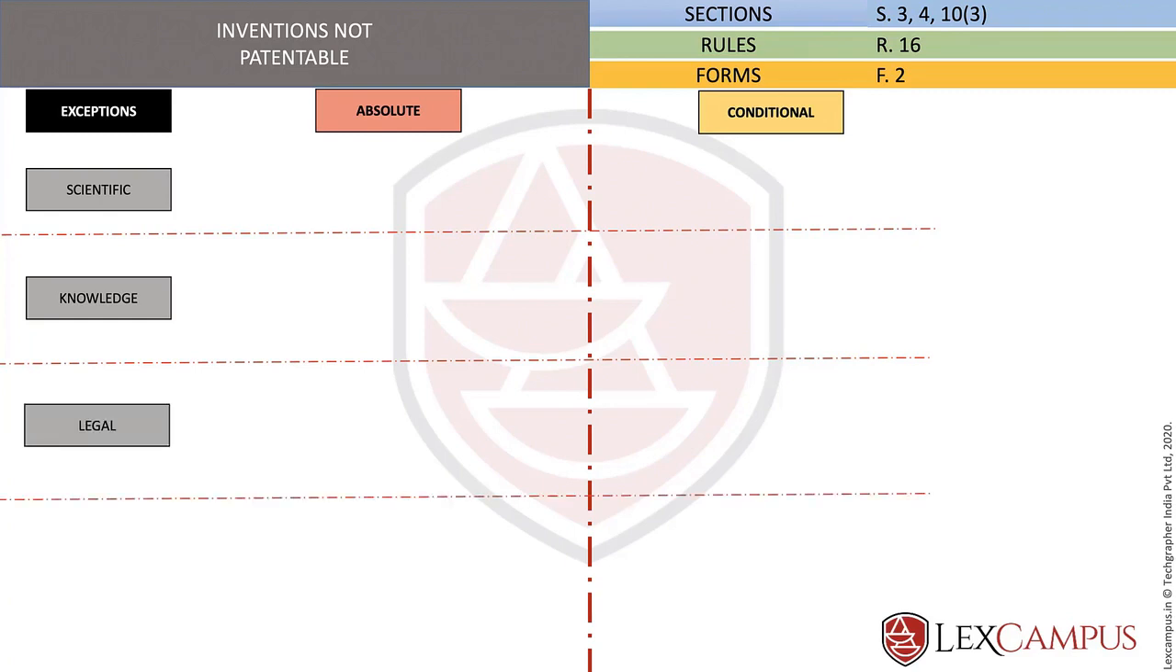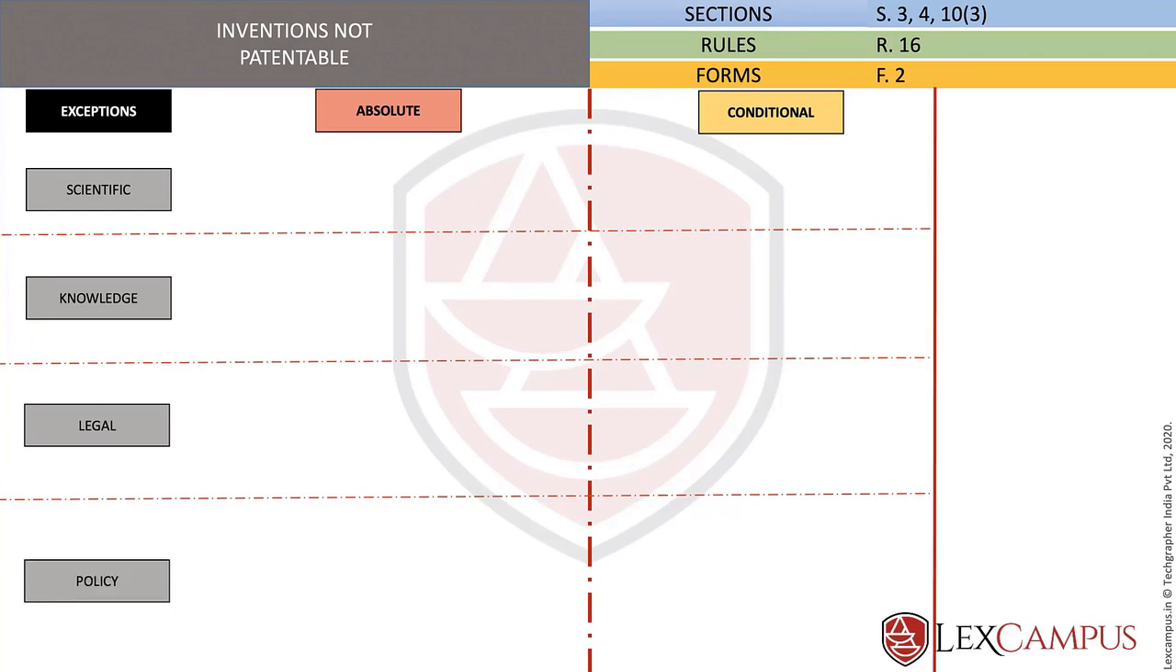The third category is pertaining to legal. There are some exceptions which are purely legal in nature. Legal in the sense that there is a bar because that thing can be protected by another act. For instance, matters that pertain to copyright cannot be granted a patent because they are covered under the Copyright Act, and so on. So you find legal exceptions.